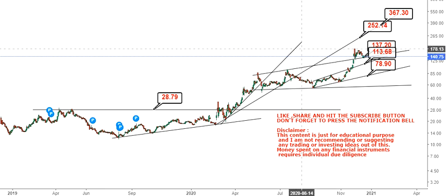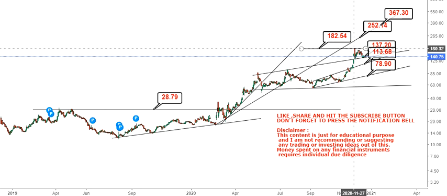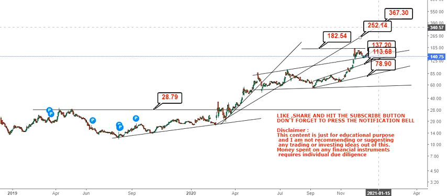For the stock to reach 252, or in between 252 and 367, the criteria is it must cross $182, which was the recent high, and sustain above that. So if the stock sustains above $137, the next target will be 182, 183. If the stock makes a breakout and sustains above 183, then we will have a target in between 252 and 367.